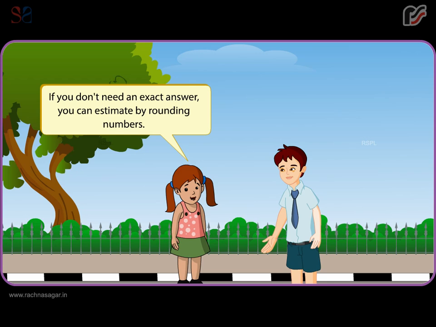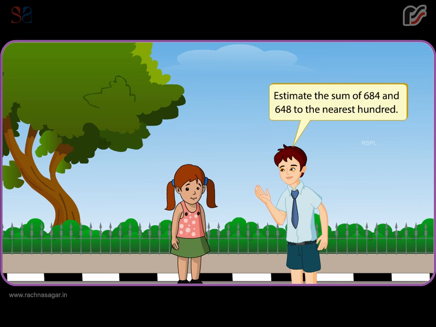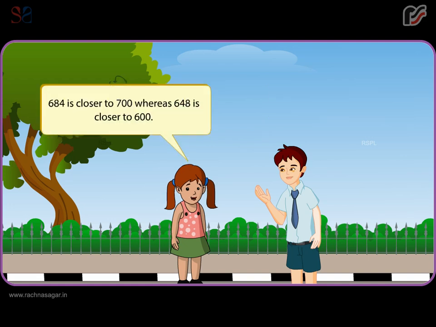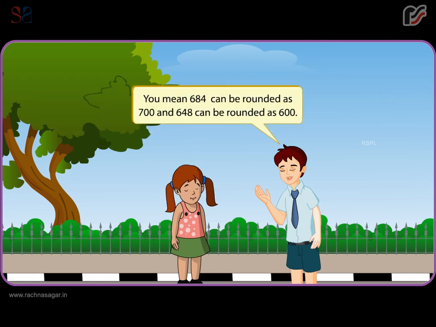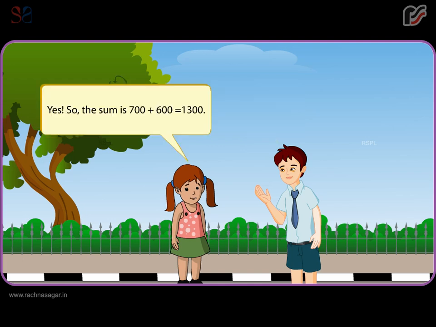Estimation of sum to the nearest hundred. If you don't need an exact answer, you can estimate by rounding numbers. Estimate the sum of 684 and 648 to the nearest hundred. 684 is closer to 700, whereas 648 is closer to 600. You mean 684 can be rounded as 700 and 648 can be rounded as 600. Yes, so the sum is 700 plus 600 is equal to 1300.